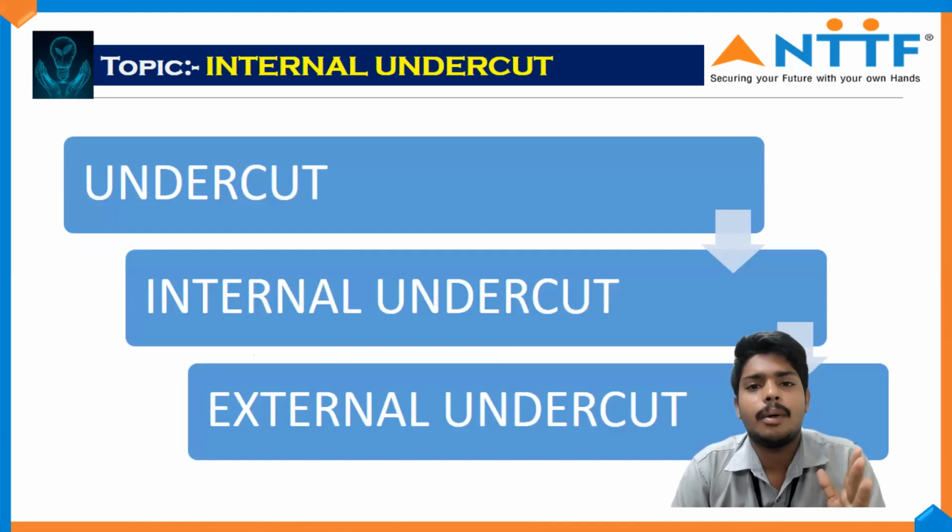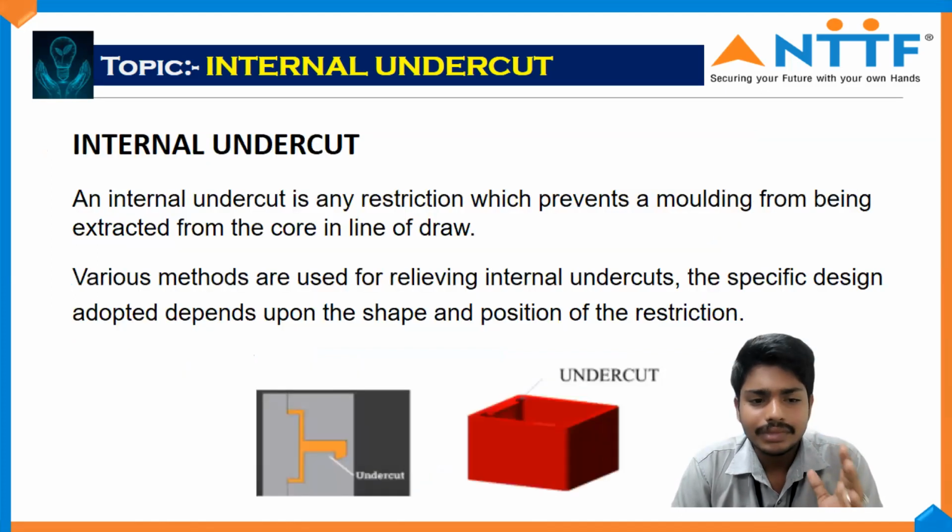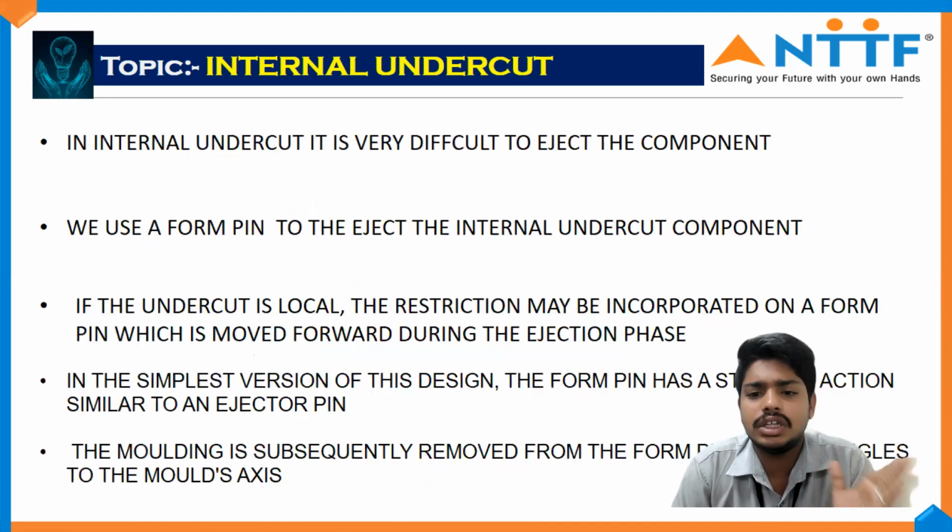Now we briefly describe about internal undercut. An internal undercut is a restriction which prevents the molding from being extracted from the core in draw line. Various methods are used in relieving the internal undercut. The specific design is adapted depending upon the shape and form of the restrictions. These internal undercuts are very difficult to eject. We use a form pin to eject the internal undercut components.